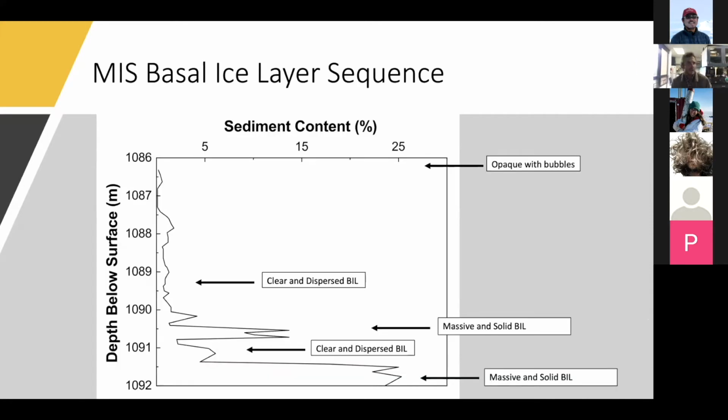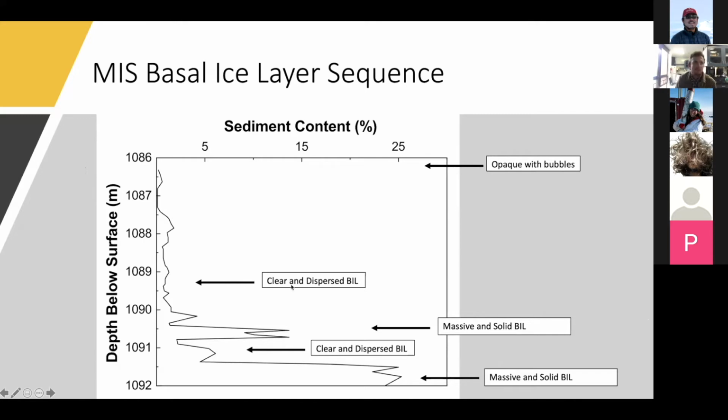So our initial analysis of the images identified a 5.7 meter thick sequence of accreted basal ice at Mercer Subglacial Lake underlying the meteoric glacial ice. The results of the brightness distribution analysis shown here revealed variations in the abundance of sediment with depth. The basal ice sequence is comprised of 2 main facies.